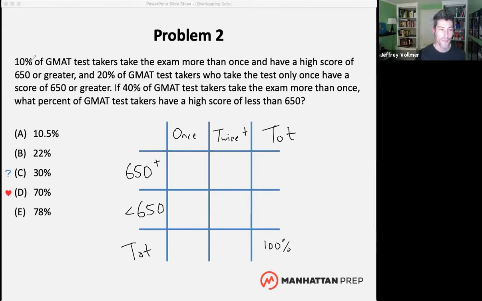All right, let's start filling stuff in. 10% of GMAT test takers take the exam more than once and have a high score of 650 or greater. Tell me in chat where that's going to go. So more than once is twice plus, and 650 or greater. So this is going to be 10%. There you go. Nice.